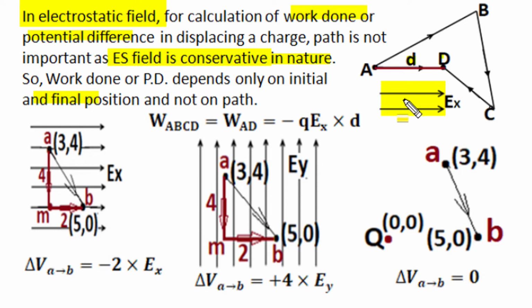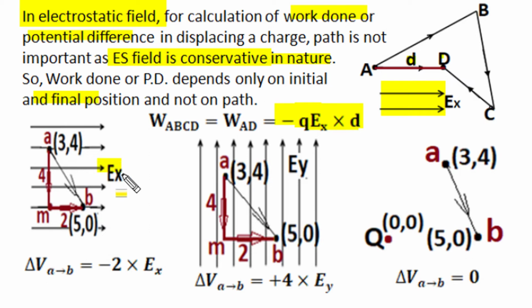The charge Q will have a force in the direction of the electric field, QE, and with displacement D, the amount of work done by the electric field is QED. The work done by the external agent in this case, when the charge is moving by itself in the direction of electric force, is negative. So the work done in the ABCD path is minus QEXD.